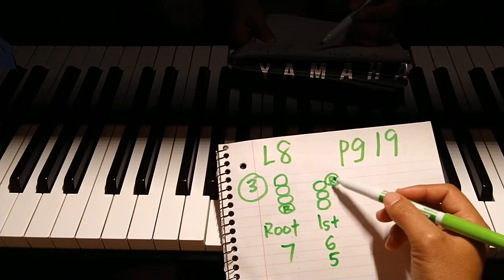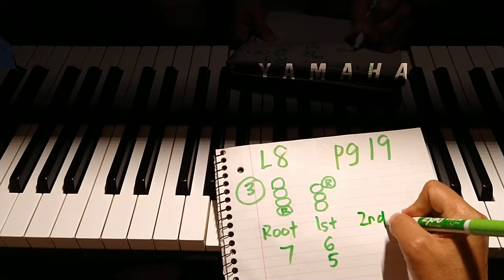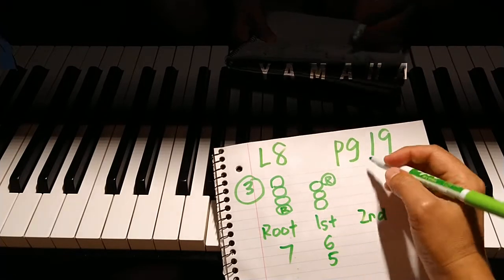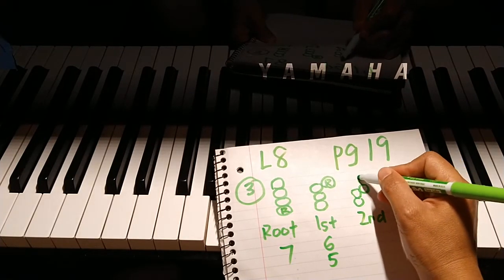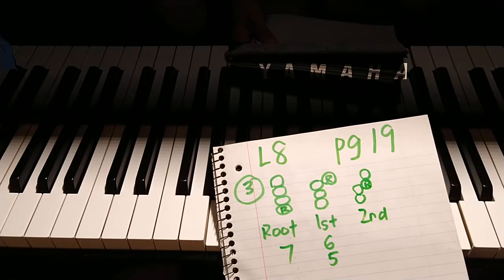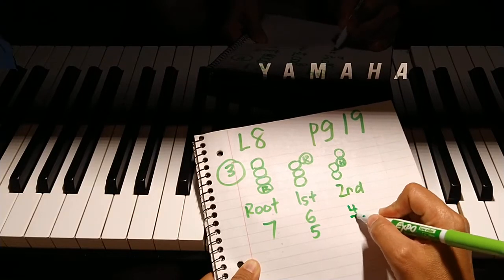So your root will be at the side. Your second inversion will be when this note is moved up. So you will see 2 notes over here and 2 notes over here, and this is now your root. Second inversion has a figure bass of 4, 3.